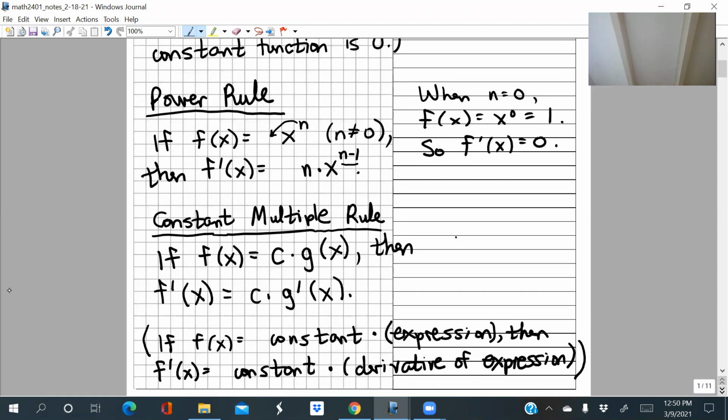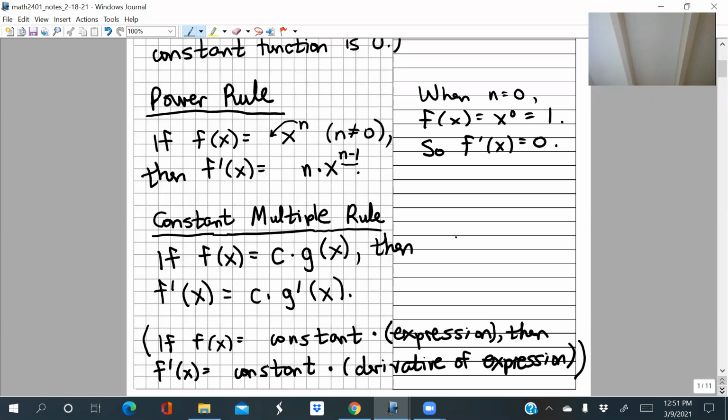The next rule is called the constant multiple rule. It looks kind of complicated when you write it out symbolically, but it's much easier when you say it in words. What the constant multiple rule says is that if you have a function formed by taking a constant times an expression, and remember, a constant is just a number, so this expression can involve x, but the constant is just a number, then here's how you find the derivative.